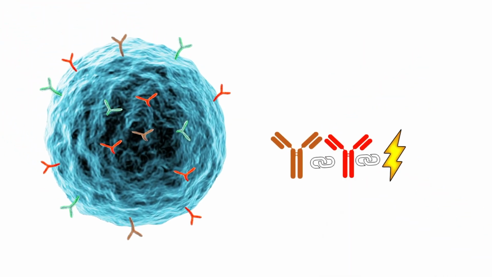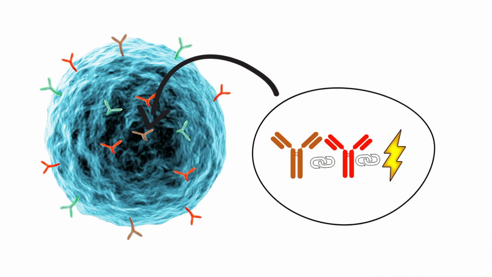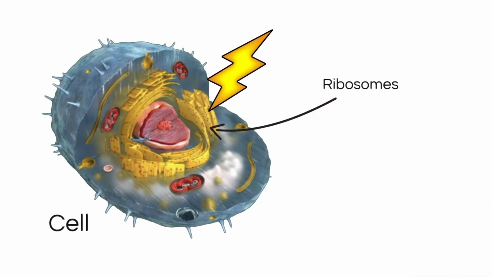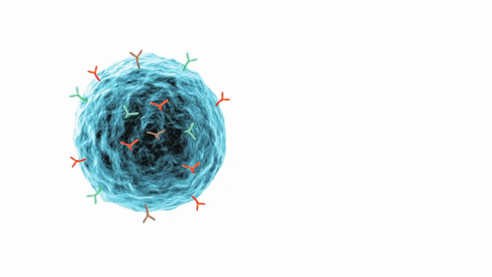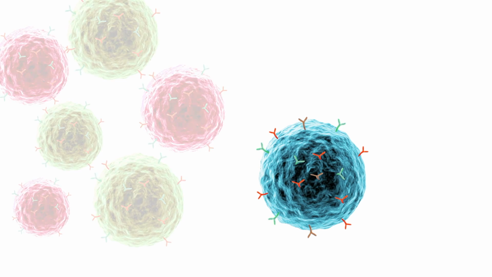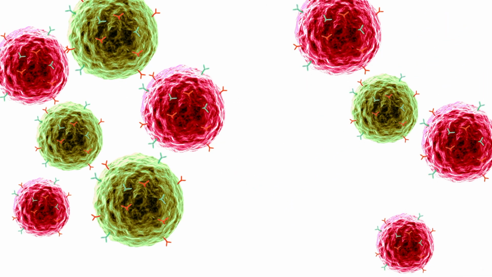The antibody binds to a cell surface marker and is internalized, taking the saccharin inside the cell with it. Once inside the cell, saccharin inactivates the ribosome, shutting down protein synthesis and causing cell death. Only the cells that recognize your antibody will be affected.